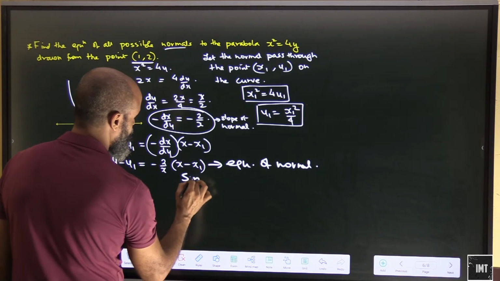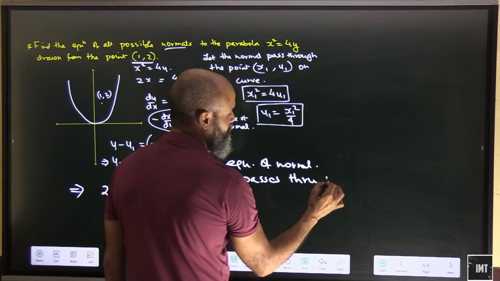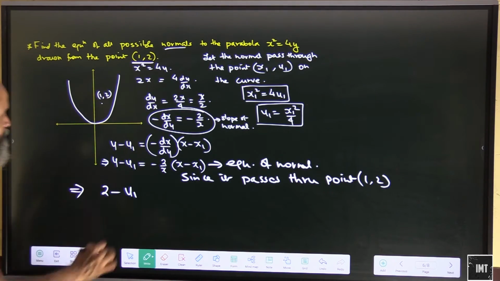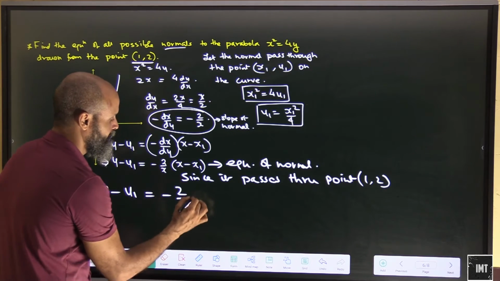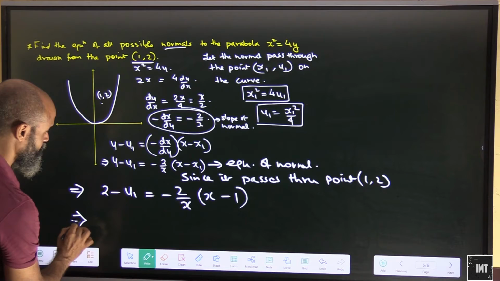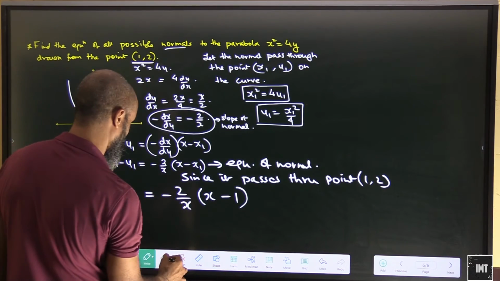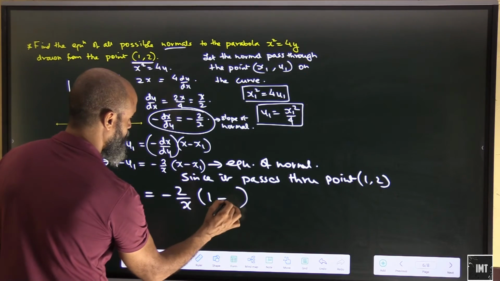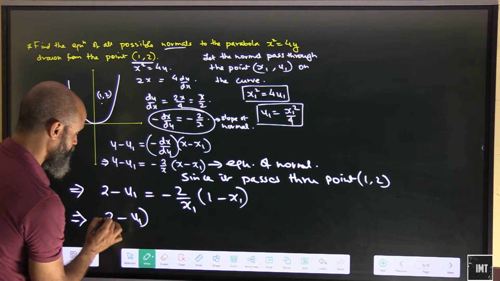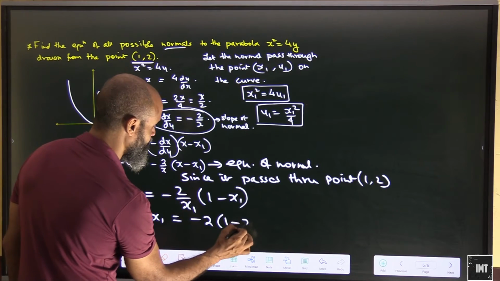Since it passes through the point (1, 2), we can say 2 minus y1 is equal to minus 2 by x1, that is x minus x1, that is 1 minus x1. Oh, I am making a mistake here. So 2 minus y1 into x1 is equal to minus 2 into 1 minus x1.